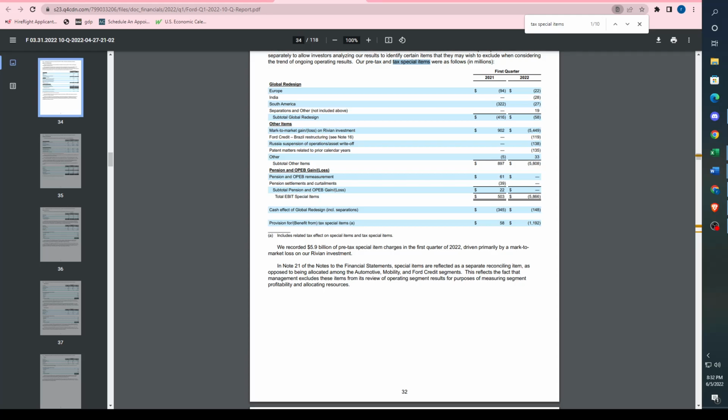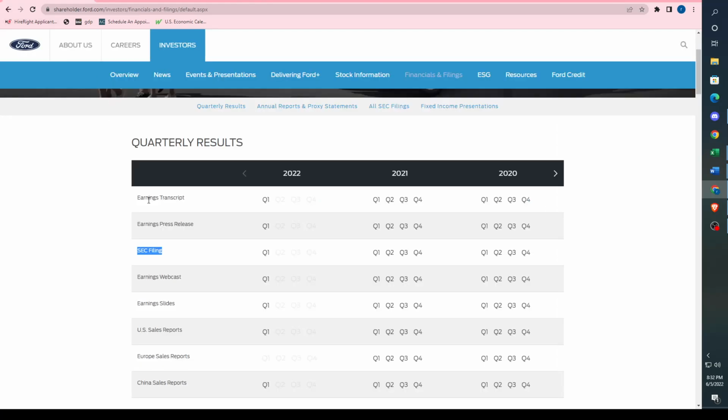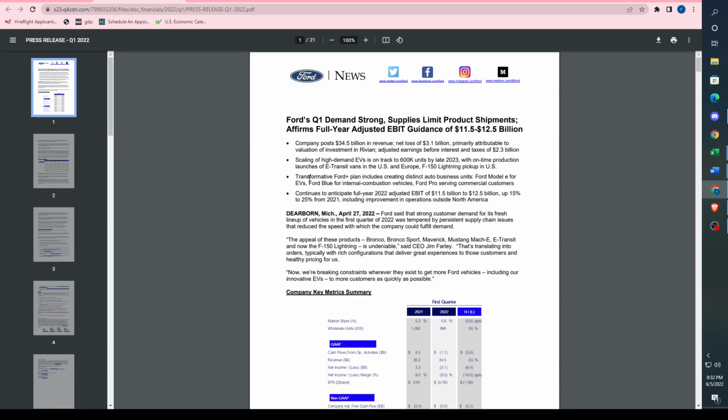So now another interesting thing that I like to do is I like to go on the earnings press release, and then we're going to go on the earnings press release for Q1 of 2022. And then let's see, right here, directly on the first page, it says the company posted 34.5 billion in revenue, a net loss of 3.1 billion, primarily attributed to valuation of investment in Rivian. All right, so now you guys can kind of see how I'm going through these financial statements and what I'm looking at when I'm looking at adjusted earnings per share versus GAAP earnings per share.